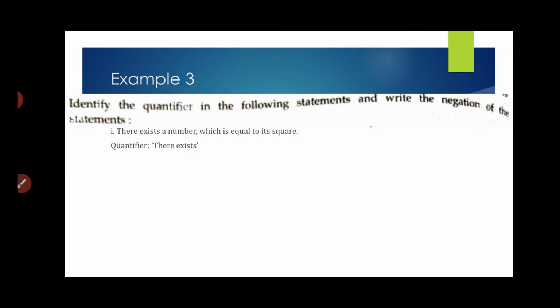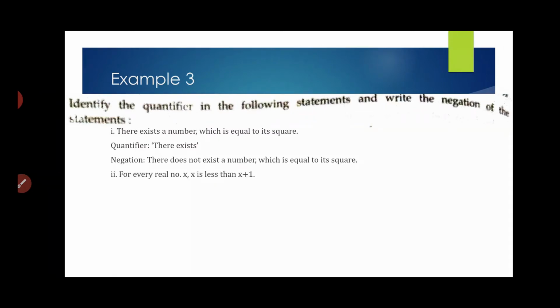And if I want to negate the statement, we are trying to write the opposite of it. So read the statement once again. It says there exists a number which is equal to its square. So you can write there does not exist a number which is equal to its square. That is one way of writing the negation. Or you can write there exists a number which is not equal to its square. So obviously you can write that as well. Right? Fine. Done.